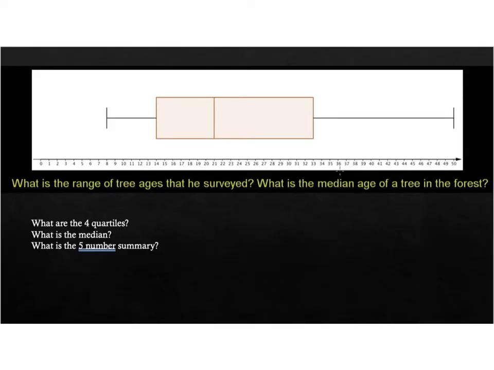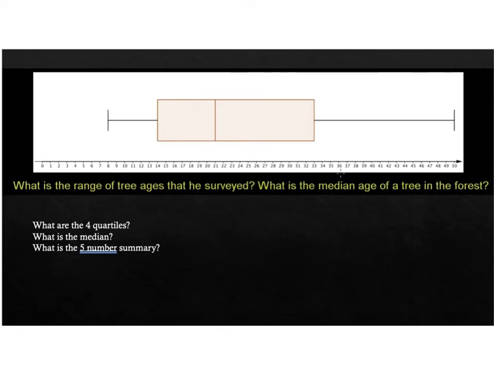So this says, what is the range of tree ages that have been surveyed? What is the median age of a tree in a rainforest? So first, you see there are 4 quartiles. There's a median, and we're going to talk about something called the 5-number summary. So in this box and whisker plot, there's a couple things you can see right away.